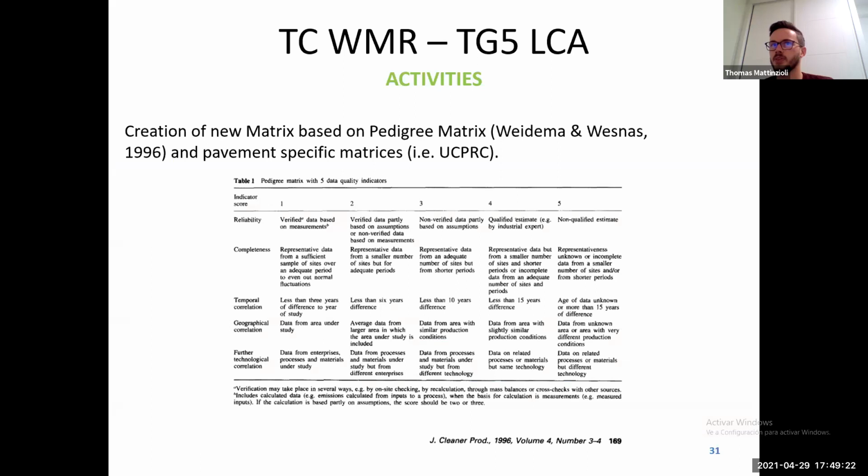Next slide, please, Anna. Also, reviewing the data provided, it's always important that the data is transparent, the results are transparent. So we're going to make a matrix to review all the case studies provided and the data we're going to be using. This will be mainly based on the pedigree matrix, which is kind of like the standard in LCA, but also looking at pavement-specific matrices. So, for example, the University of California Pavement Research Center, they've got quite a big matrix to review data, so we can look at that. And obviously, within the objectives of the RILEM exercise, also adapt it further. Next slide, please.